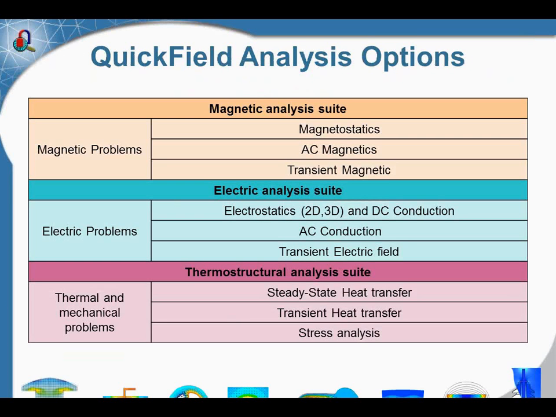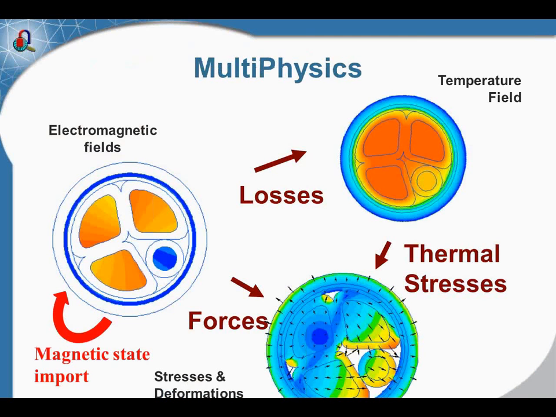QuickField is a finite element analysis system for simulating a variety of problems in electrical engineering, aerospace design, thermal engineering, biology, medicine, and other fields of science and technology. Set of analysis models include three suites: magnetic, electric, and thermostructural, which may be further split into DC magnetics, AC magnetics, transient magnetics, electrostatics, DC, AC, and transient conduction, static and transient heat transfer, and stress analysis models. These types of analysis may be performed individually or in combination, which makes QuickField a powerful tool for complicated multi-physics analysis. This slide shows types of field coupling directly supported by QuickField.